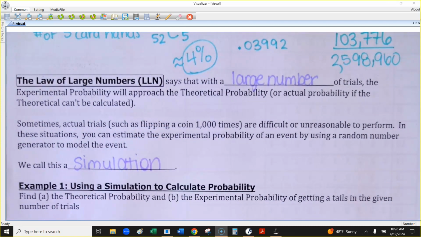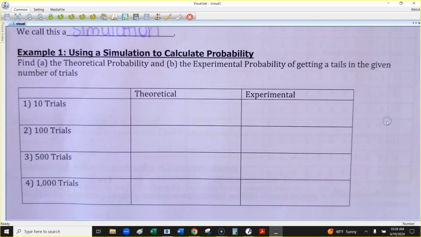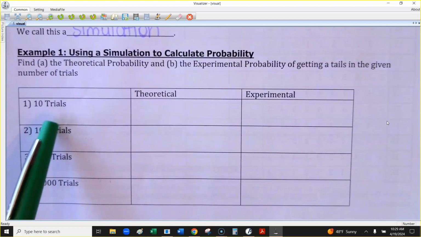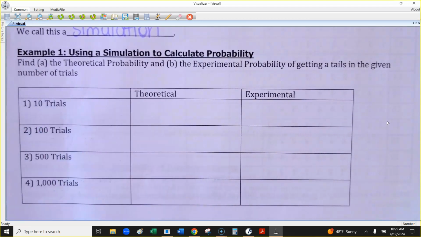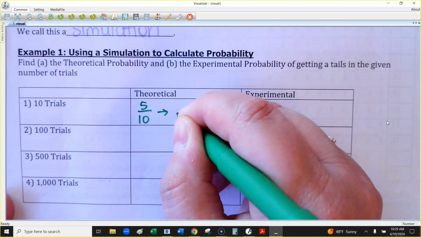And we're going to try this here. I'm going to give you guys the theoretical probability real quick. And then I'm going to show you, if you want to do this on the calculator, you can, or if you want to just use the data I'm going to get on mine, you can do that too. So theoretically, we're going to start here. It says theoretical probability, experimental probability of getting tails in the number of trials. So if you flipped a coin 10 times, theoretically, how many tails should you get? 5, right? Theoretical probability, you'd get 5 out of 10, which would be 0.5 or 50%.